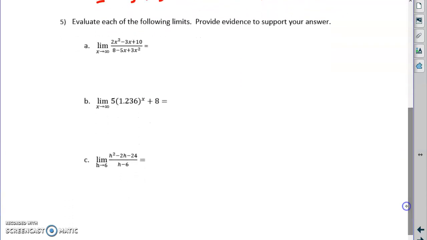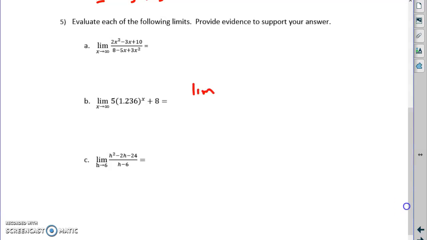Okay, let's scoot through these. Actually, you know what? Let's just do 1. We've already done A, we've already done B. Let's look at C as x approaches. Now let's do B. Because what happens?